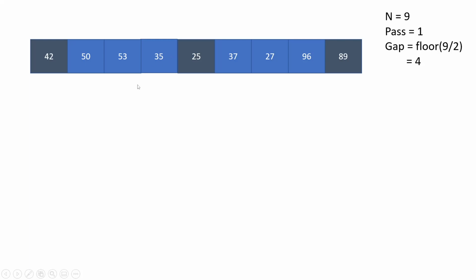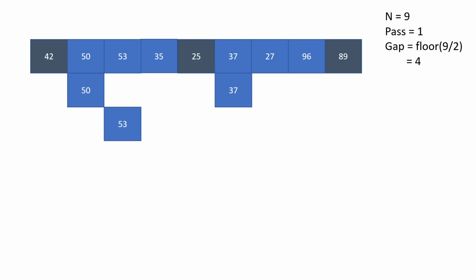We're sorting in descending order, so the biggest number will be in front and the smallest number will be behind. So we'll compare 42 and 25. 42 is bigger, so nothing will change. Next, 50 and 37. 50 is bigger, so nothing will change. We are comparing 50 and 37 because they are 4 elements away from each other. Next, 53 and 27. 53 is bigger, so 53 will remain the same and 27 will remain the same.